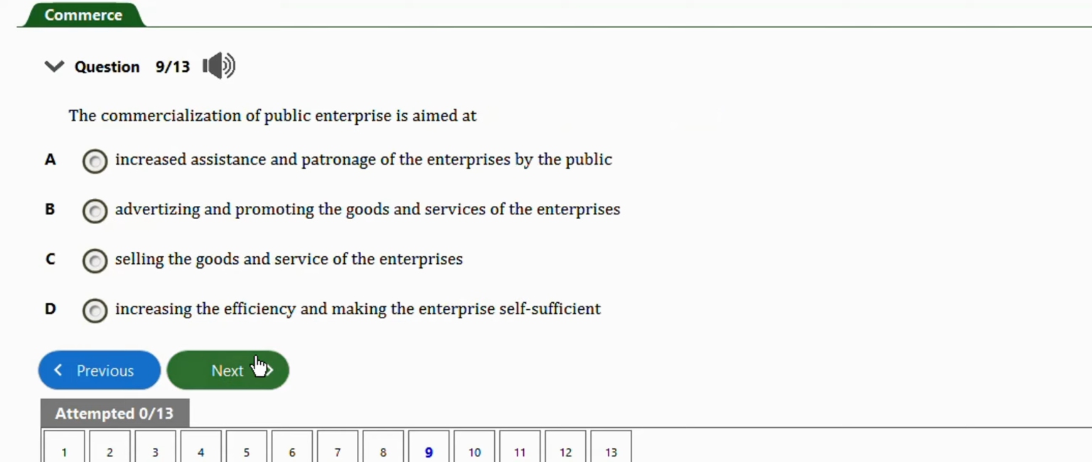Okay, next question. It says the commercialization of public enterprise is aimed at: increased patronage of the enterprise by the public, advertising and promoting the goods and services of the enterprise, selling the goods and services of the enterprise, increasing efficiency and making the enterprise self-sufficient. The right answer is option D, increasing efficiency and making the enterprise self-sufficient.